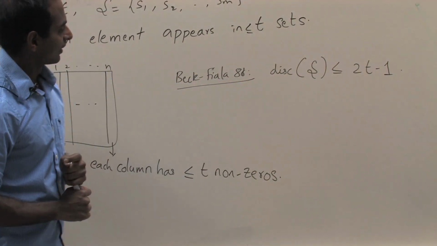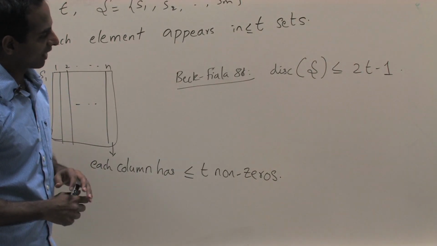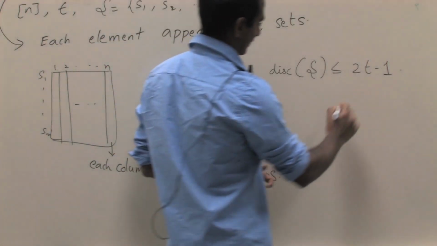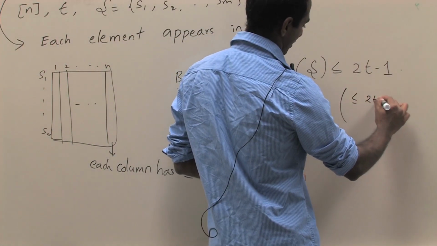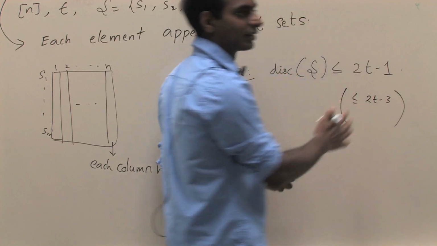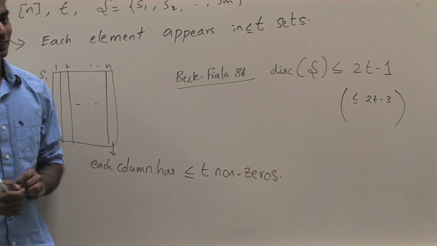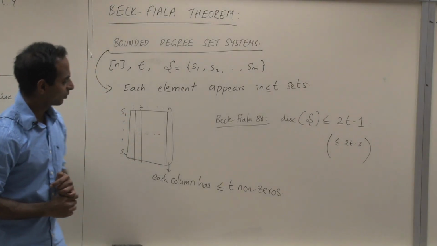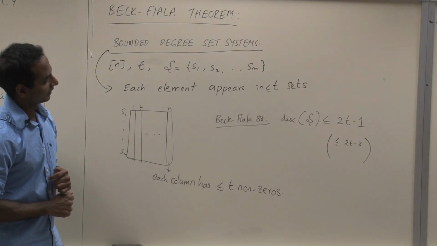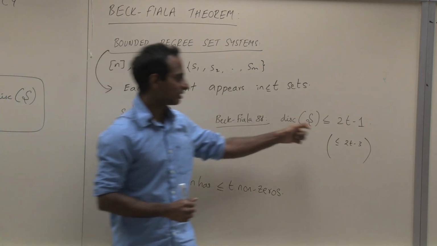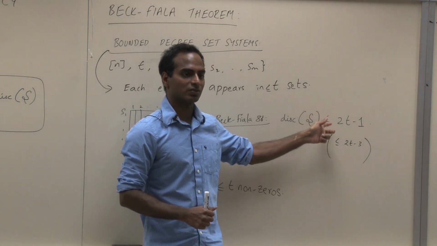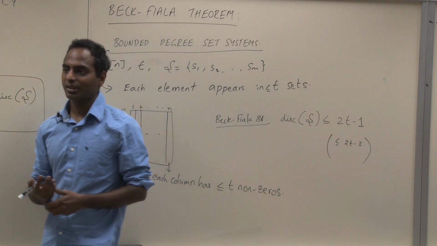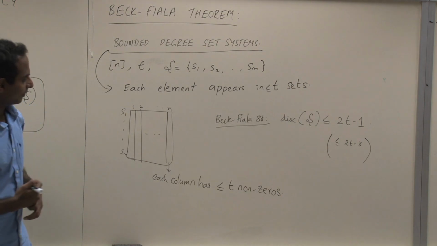Okay. This is a bound from nearly 30 years ago. It hasn't been improved much, except that it's been reduced to 2t minus 3, I think. But not much. Okay. So the most interesting thing to note here is that the discrepancy bound does not depend on the size of the universe. It's independent of n. It only depends on the degree t.